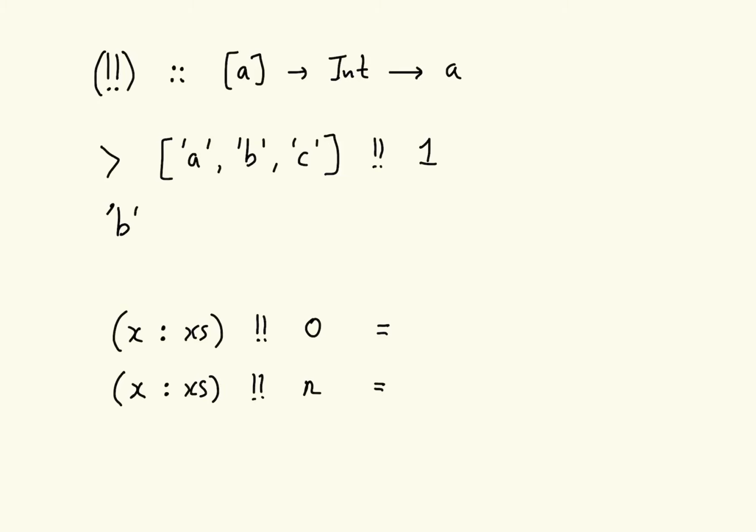In the first case, we have a non-empty list where x is the first thing and xs is everything else, and we want to select the thing at position 0. Remember, if I look at my example list, that's the thing at position 0, so it's the first thing in the list, so we're simply going to return x in this case. So this is a base case for the definition.